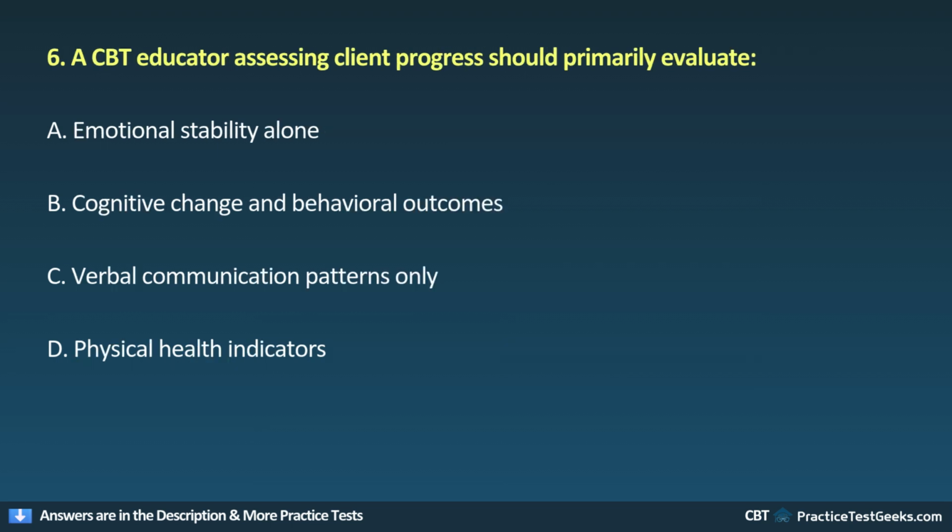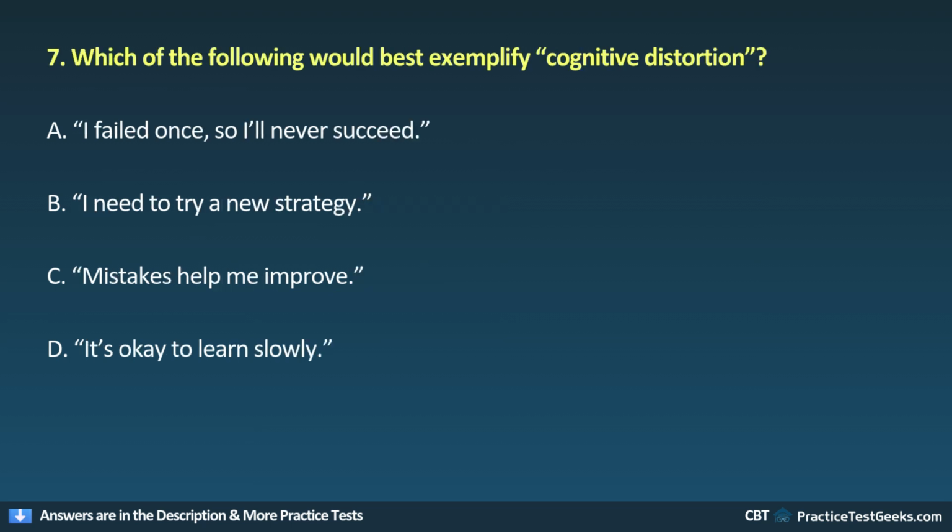6. A CBT educator assessing client progress should primarily evaluate A. Emotional stability alone. B. Cognitive change and behavioral outcomes. C. Verbal communication patterns only. D. Physical health indicators.